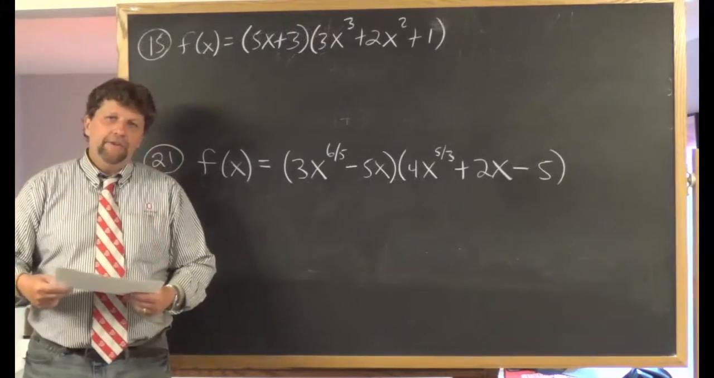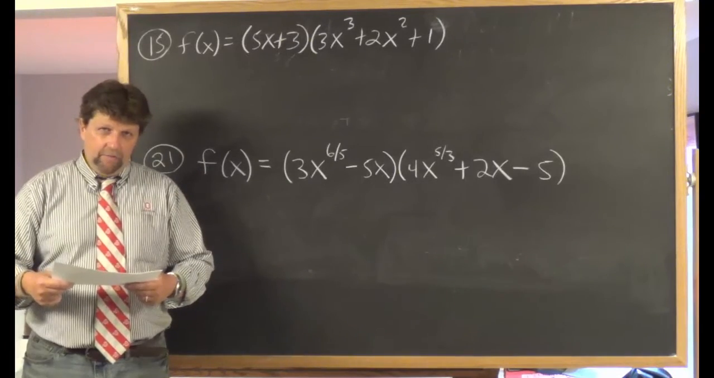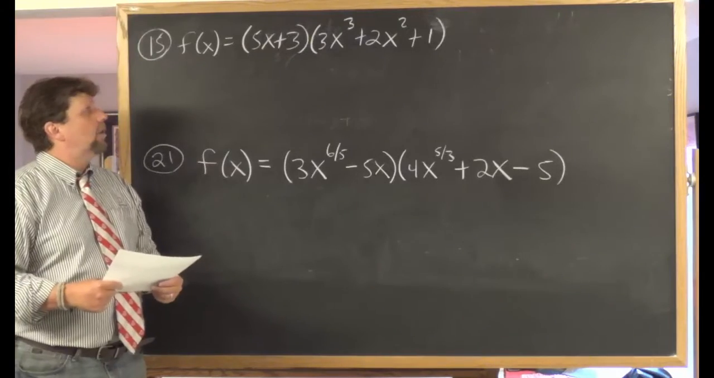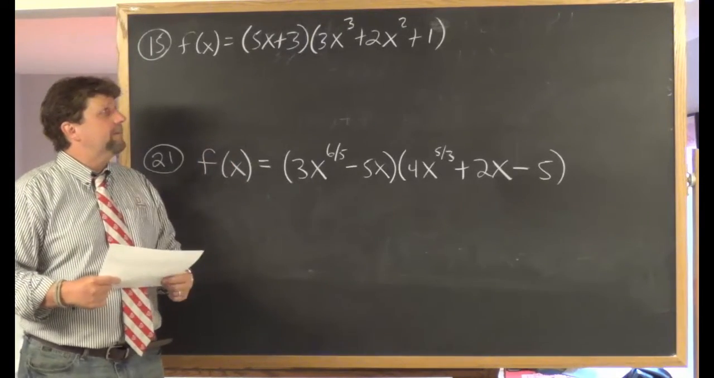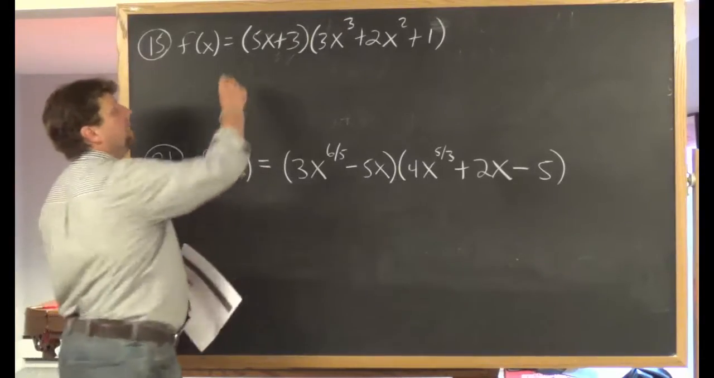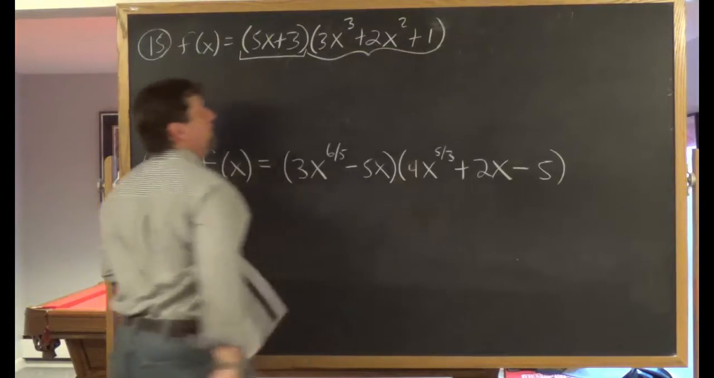All right, hey, let's see if you were able to do number 15 and number 21 correctly. I have confidence that you were. So 15, you were asked to get the derivative of the function quantity 5x plus 3 times the quantity 3x cubed plus 2x squared plus 1. Product rule. See, you have a function times a function.